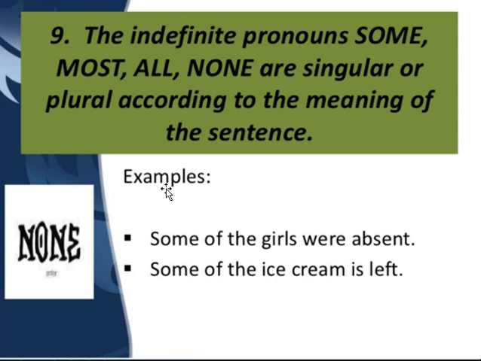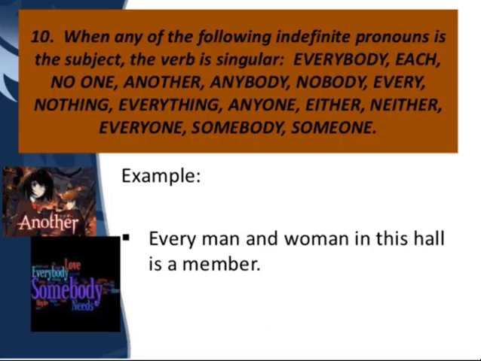Rule number 9. The indefinite pronouns some, most, all, none are singular or plural according to the meaning of the sentence. These also are indefinite pronouns, but they will be used according to the meaning of the sentence. Like, some of the girls were absent, or some of the ice cream is left. It depends on the meaning of the sentence.